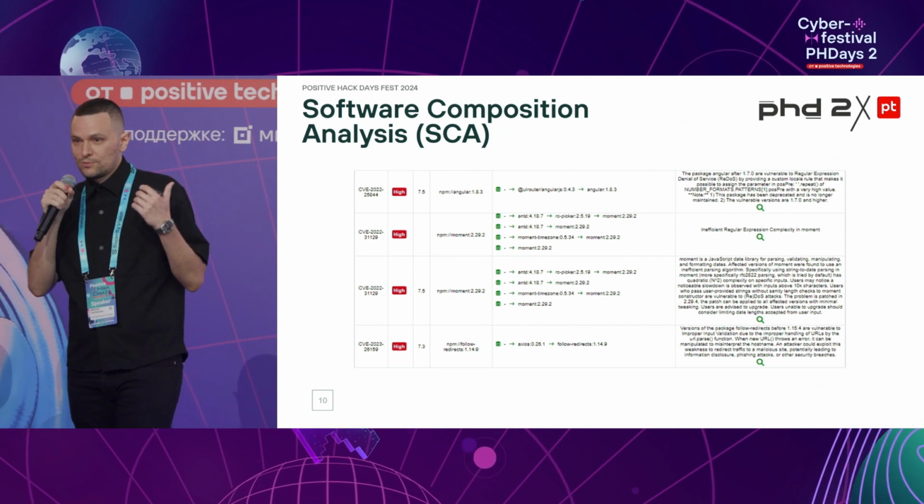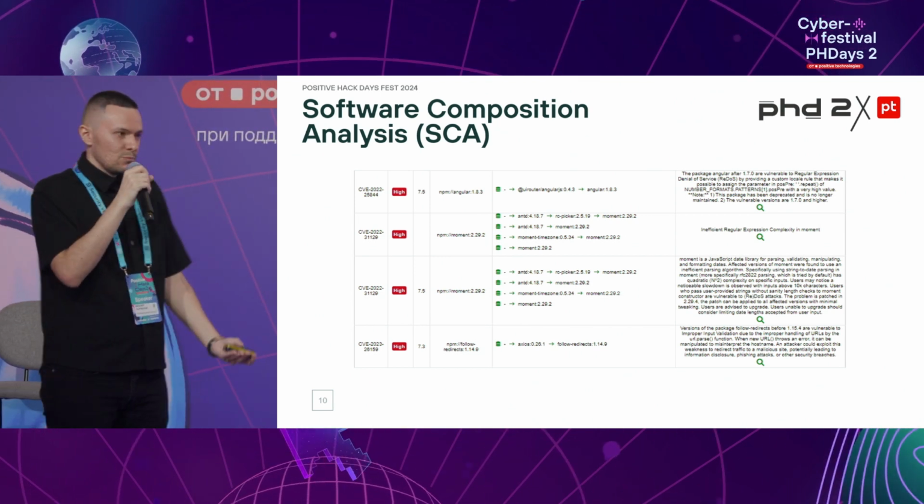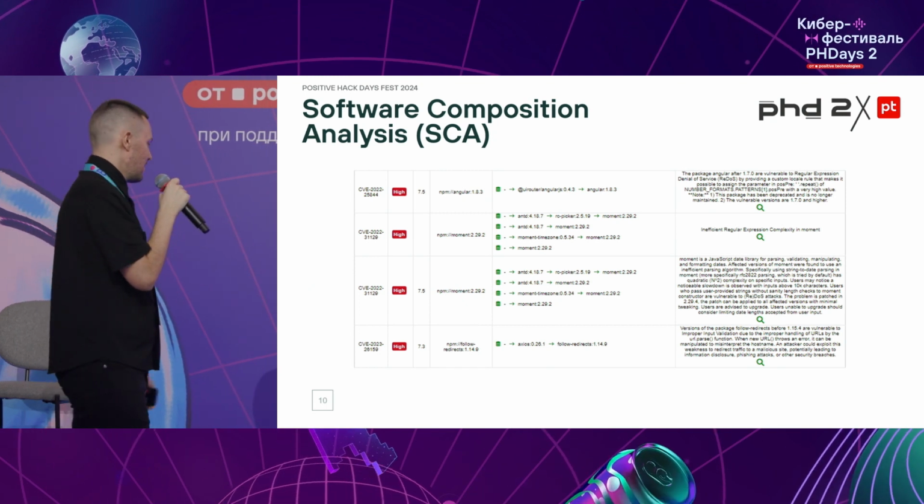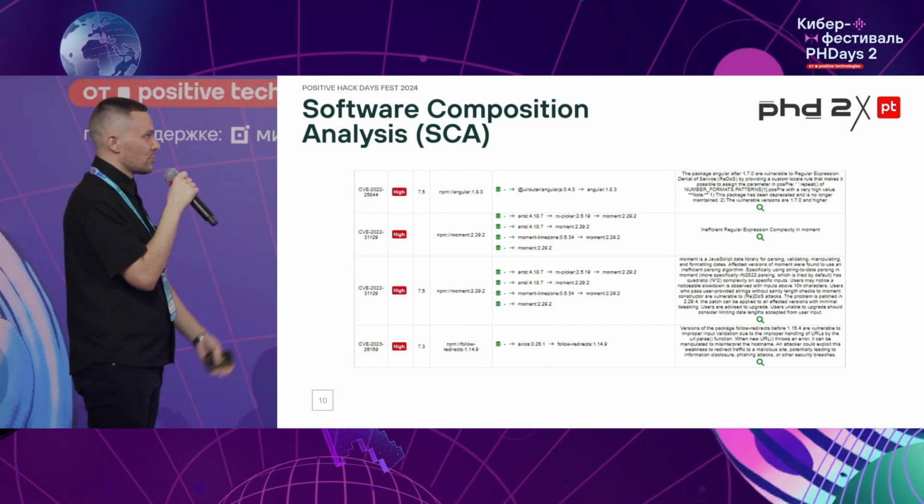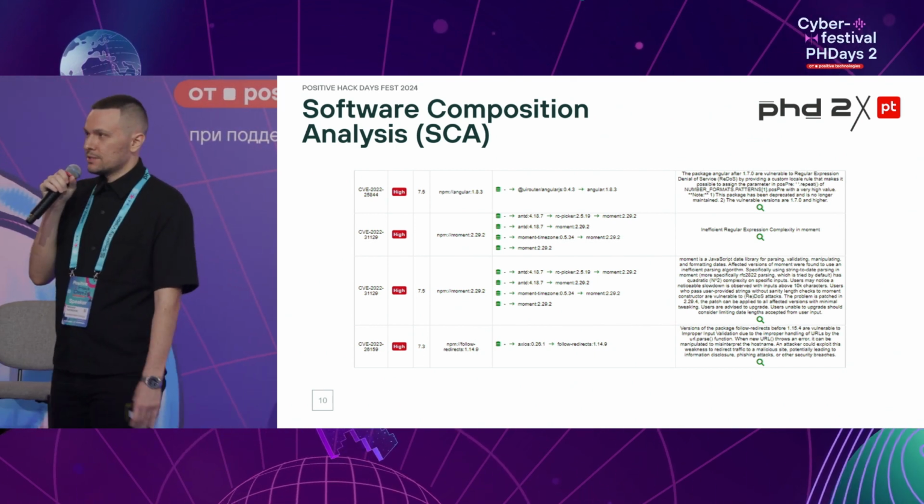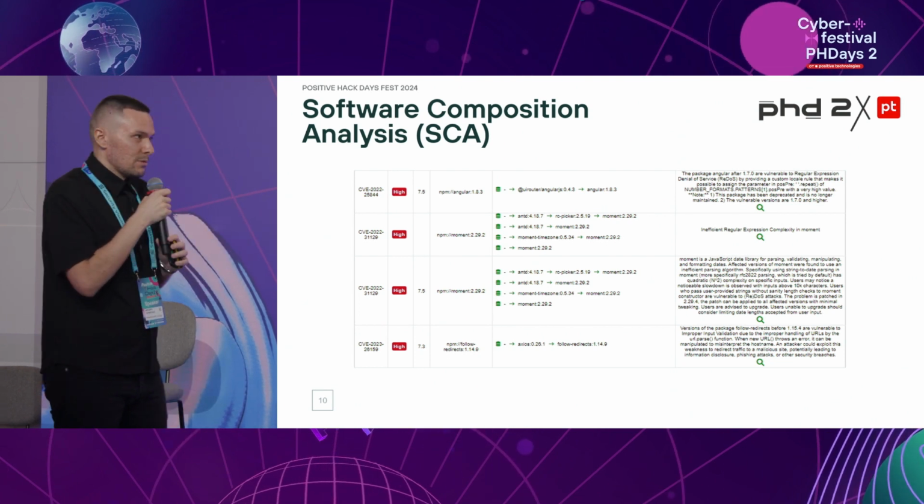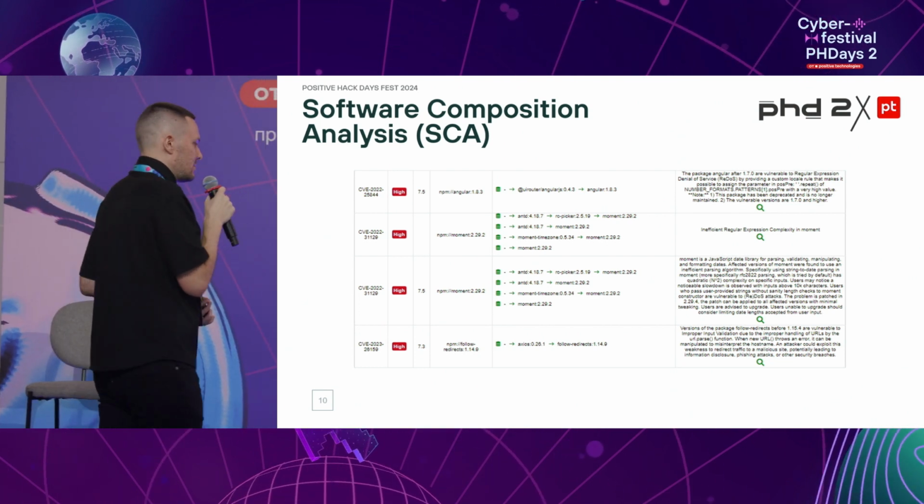About JavaScript software composition analysis, SCA. If you look at the dependency tree, there are dozens and hundreds of dependencies. How can you possibly do without SCA? It's useful, it's all fine. In the mass of these dependencies, we look into vulnerable libraries and we update them.